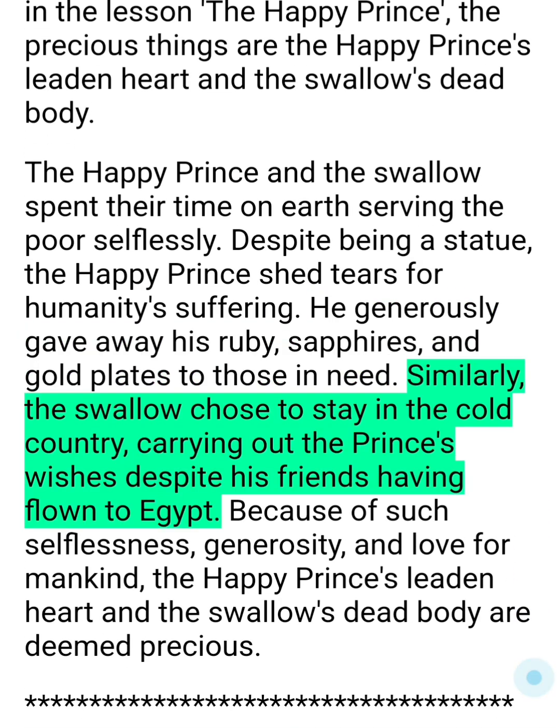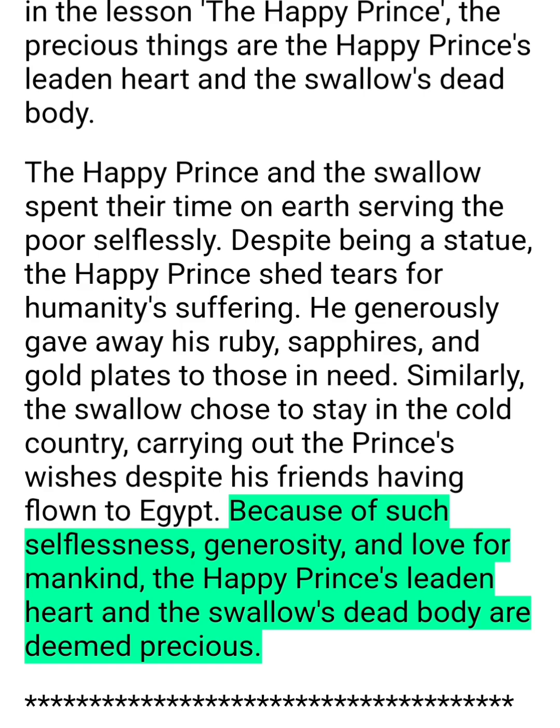Similarly, the swallow chose to stay in the cold country, carrying out the prince's wishes despite his friends having flown to Egypt. Because of such selflessness, generosity, and love for mankind, the Happy Prince's leaden heart and the swallow's dead body are deemed precious.